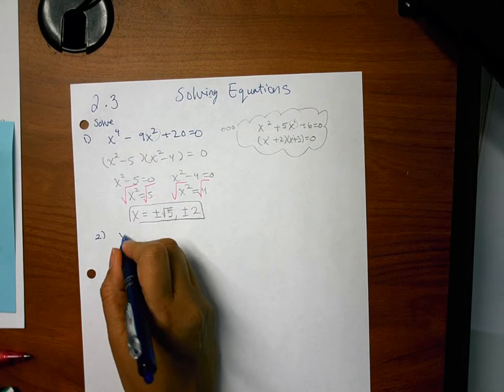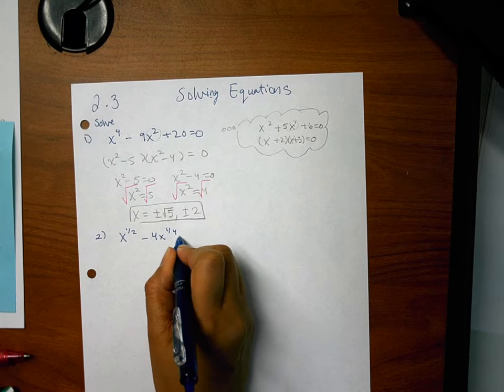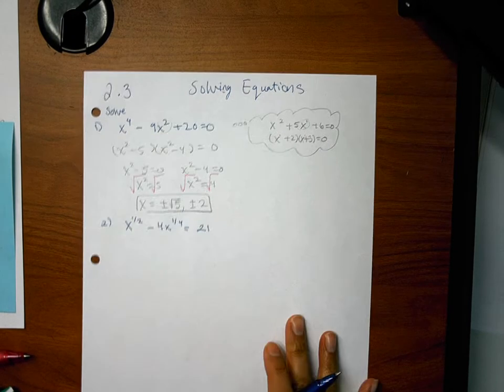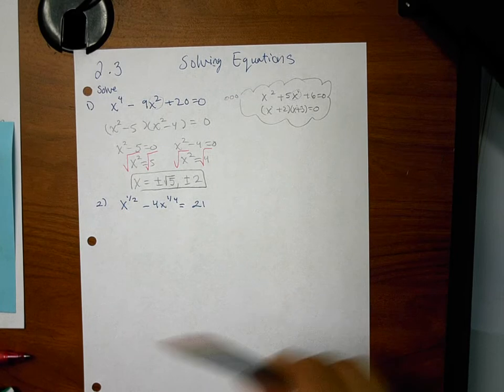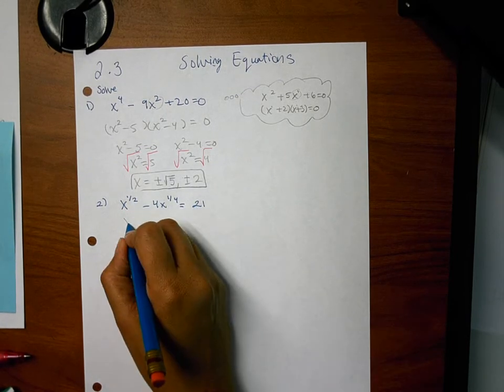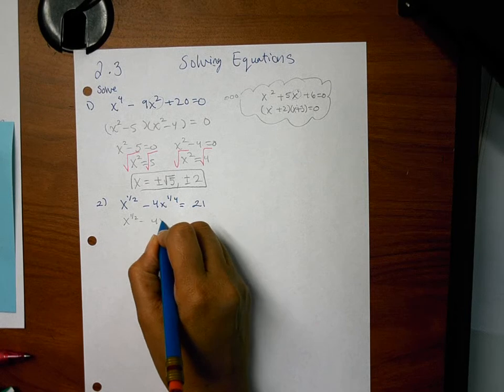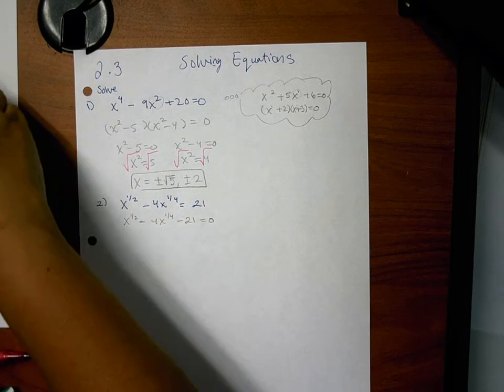All right, moving right along, number 2. x to the 1/2 minus 4x to the 1/4 equals 21. Okay, so here is one of the ones I was talking about where we will need to know that pattern. Well, first off, let's move the 21 over. x to the 1/2 minus 4x to the 1/4 minus 21 equals 0.